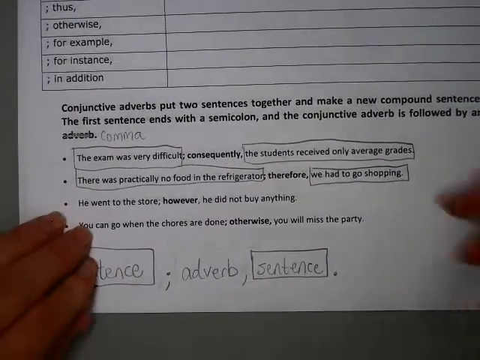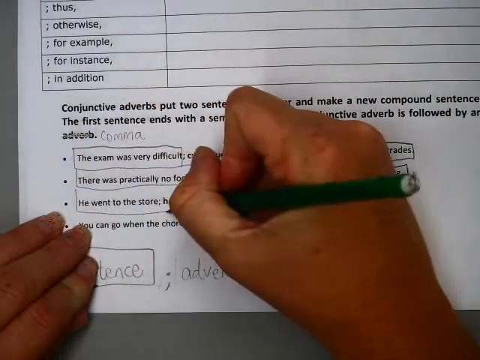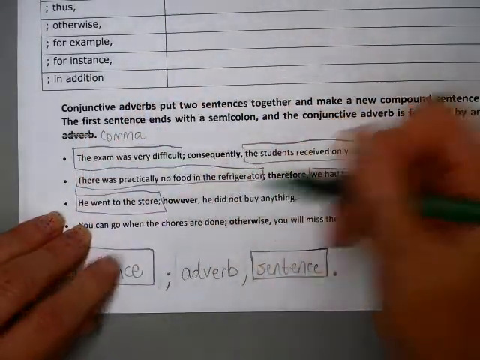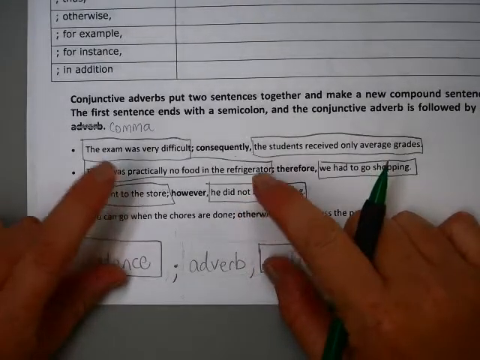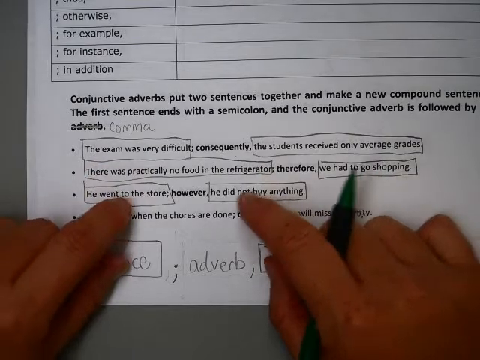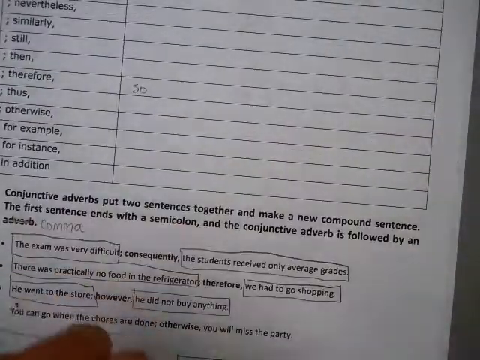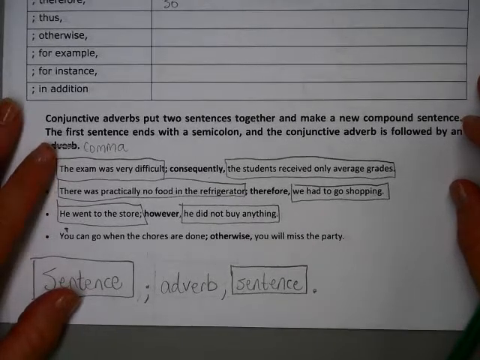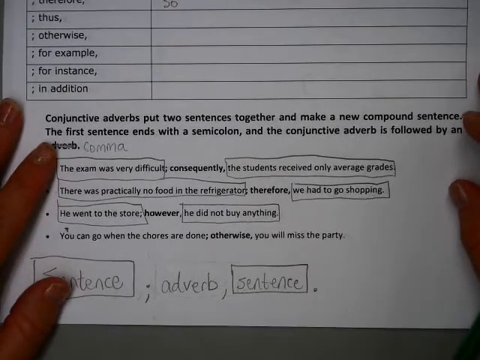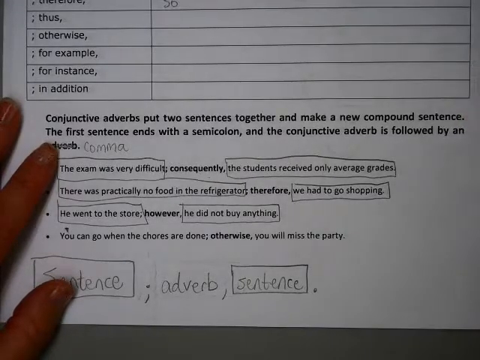He went to the store. Independent clause. However, he did not buy anything. Same thing again. We have two independent clauses. We have two sentences. We have a mom and dad, and they've been joined together by the three amigos. The semicolon, the however, the comma. Semicolon, adverb, comma. Not so subliminal messages here.